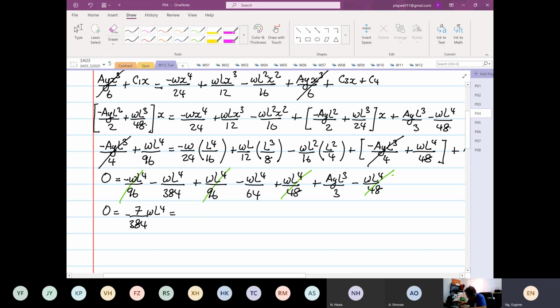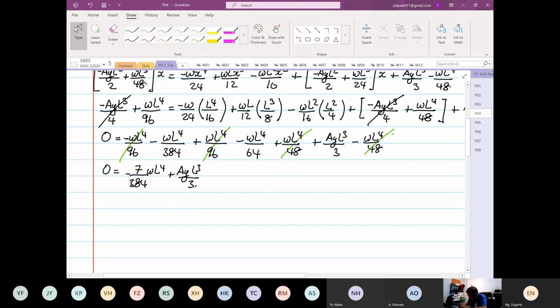So this will be plus AY L cubed over 3. So therefore, your AY will be equal to omega L over 384. No, not 384. So 7 over 384 times 3 is 7 over 128.